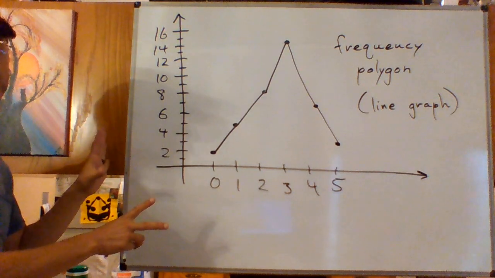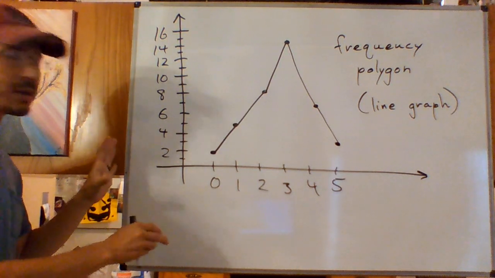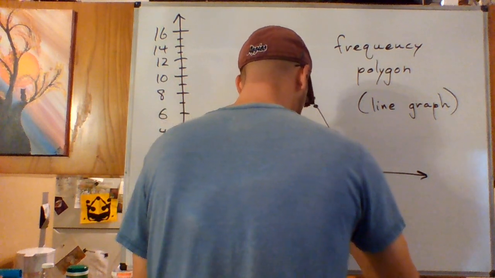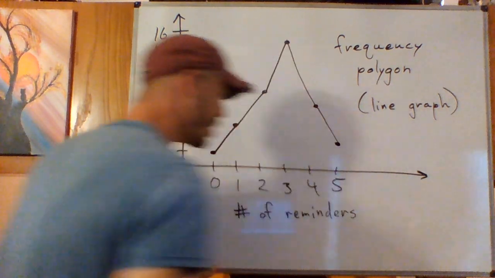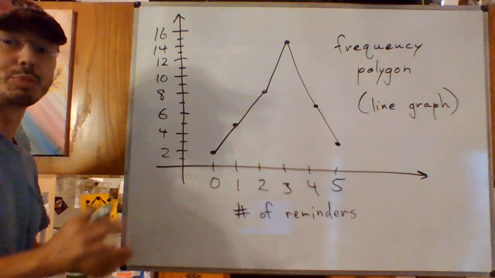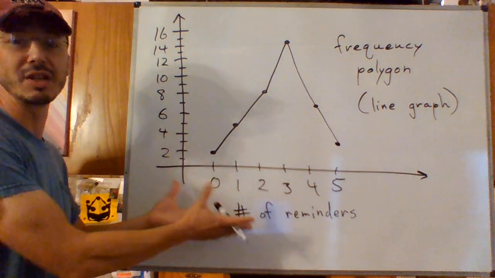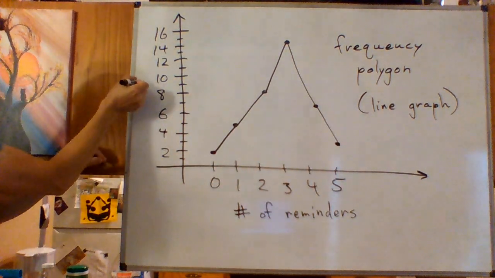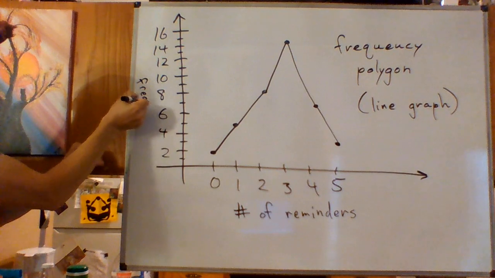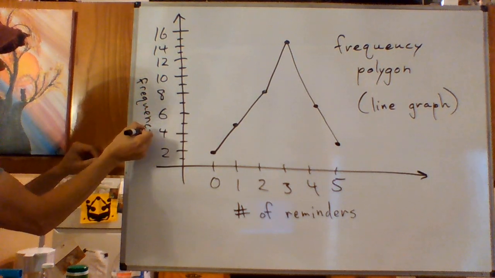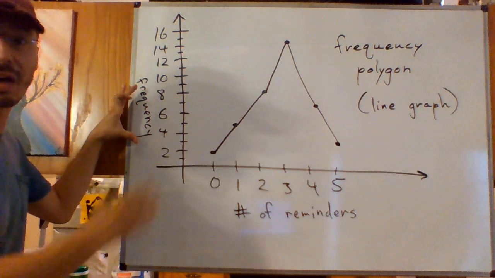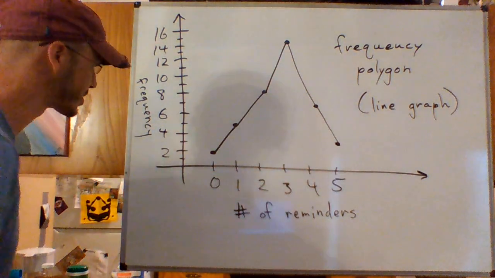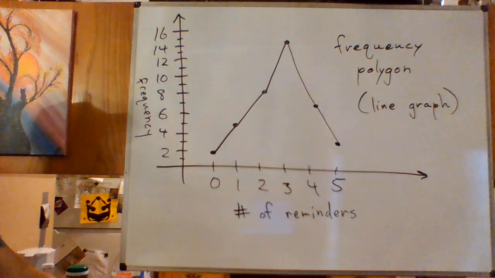I want to do one more thing with my frequency polygon, which is to label it in a brief but meaningful way. The number of reminders is what this x-axis represents. The frequency of each of these number of reminders is what the y-axis represents in this case. So there's the finished product.